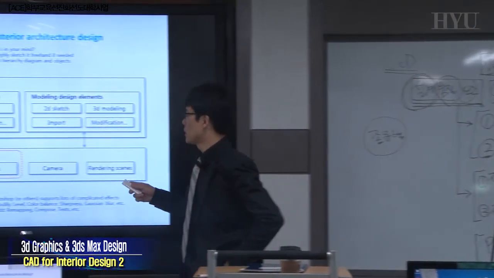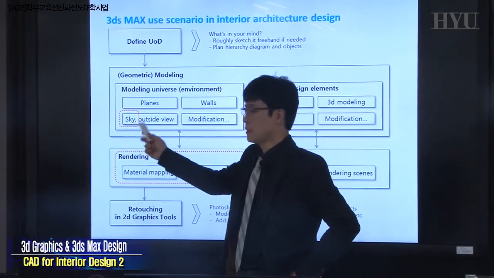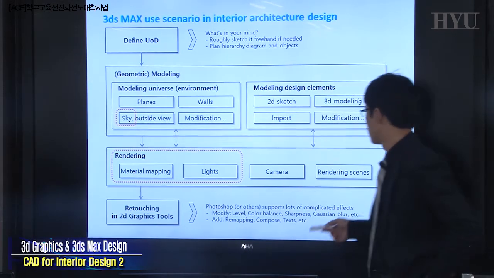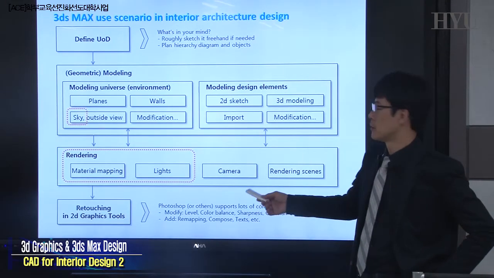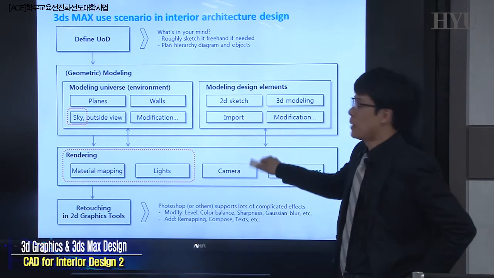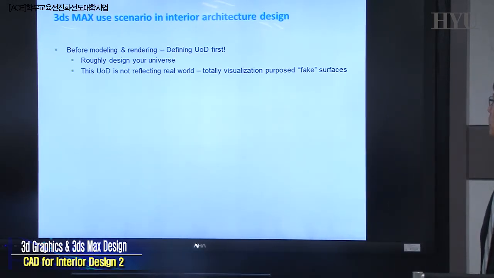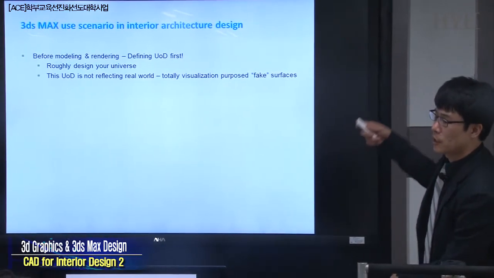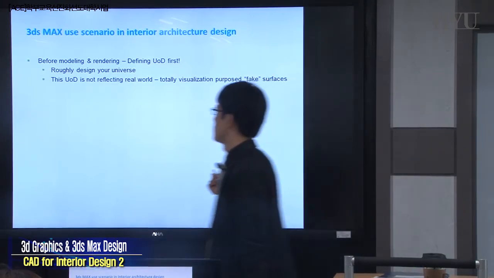Today, even last week, we're going to deal with some mental sky and sun environment and some rendering features. Today we're going to use camera. Simply use camera. So this is some part of the location we are doing now. This is 3D Max use scenario in interior architecture design. This is kind of a summary, another version of the use scenario.